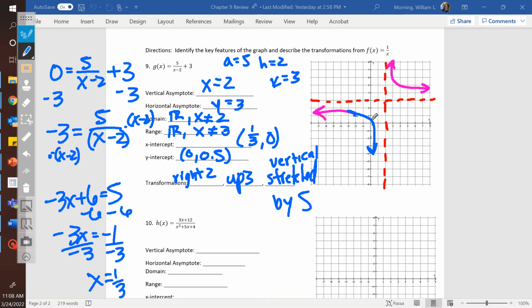Oh, whoops! I actually had my y-intercept here. My x-intercept is right here. They're actually pretty close to each other. So 0 and 0.5, which is right here, and my x-intercept, which is 1/3, and 0, which is right here. So this would be pretty good for number 9. This is totally fine.